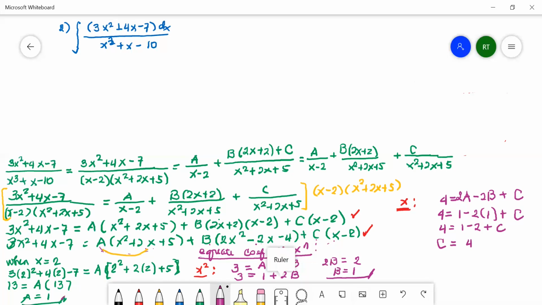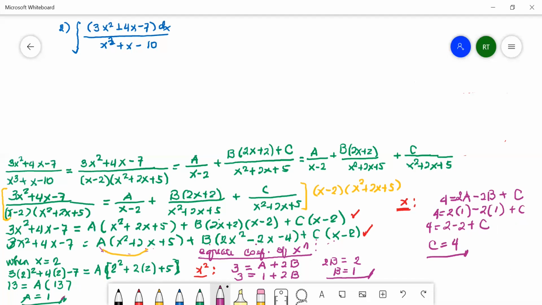Okay, hence, let me repeat this. Sorry, okay, so we have 4 is equal to 2 times a, a is equal to 1, so 2 times 1, minus 2 times b, b is also 1, plus c. Okay, which will give us 4 is equal to 2 minus 2 plus c. But 2 minus 2 is 0, therefore c is equal to 4. Okay, hence, we have a is equal to 1, b is equal to 1, and c is equal to 4.